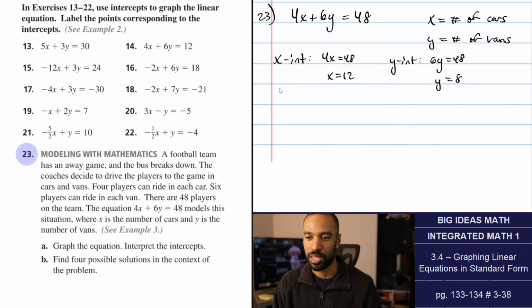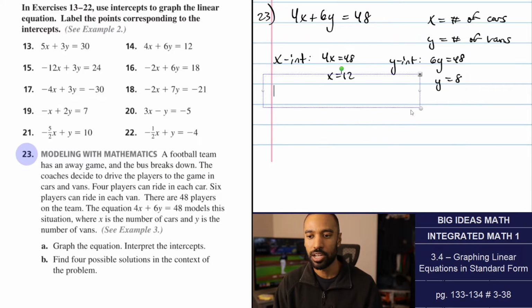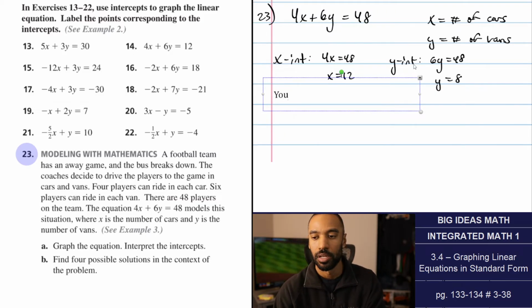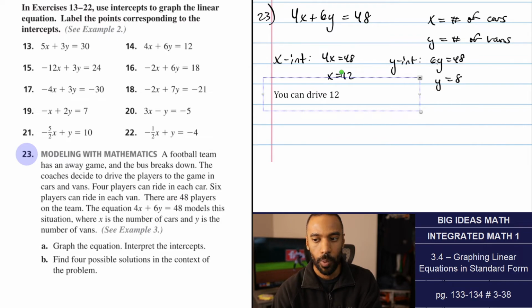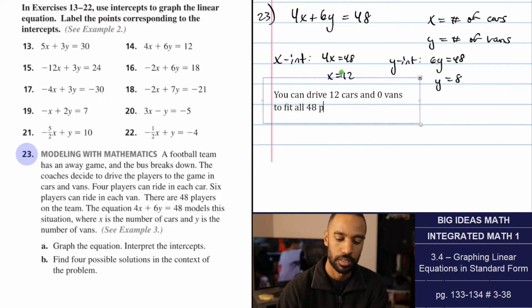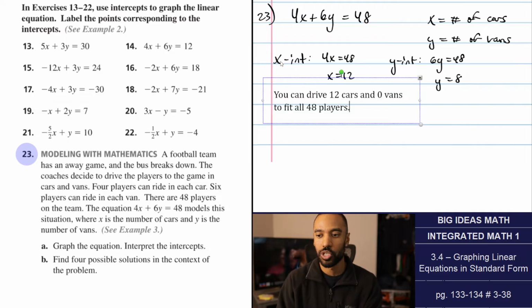We have to interpret these. Interpret means provide context for the situation that we're talking about. Remember, it's not just 12, it was 12, 0. Right? 12, 0 means you can drive 12 cars and 0 vans to fit all 48 players. That is a possible solution to this.